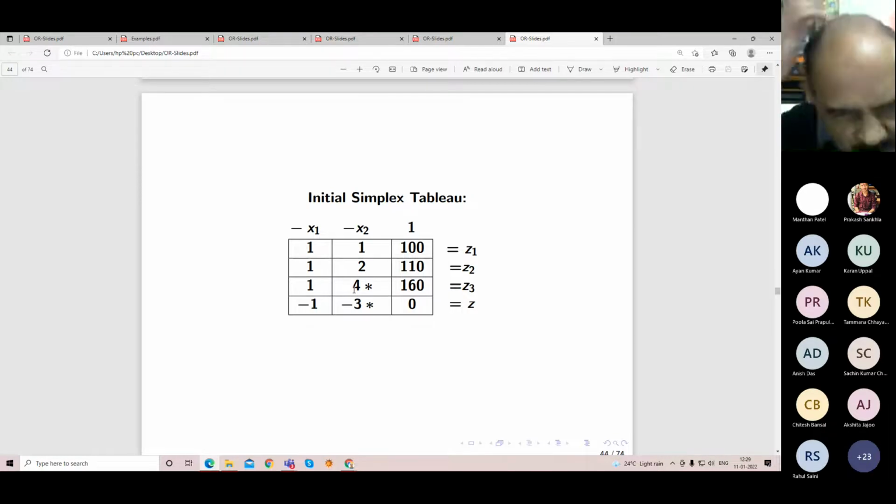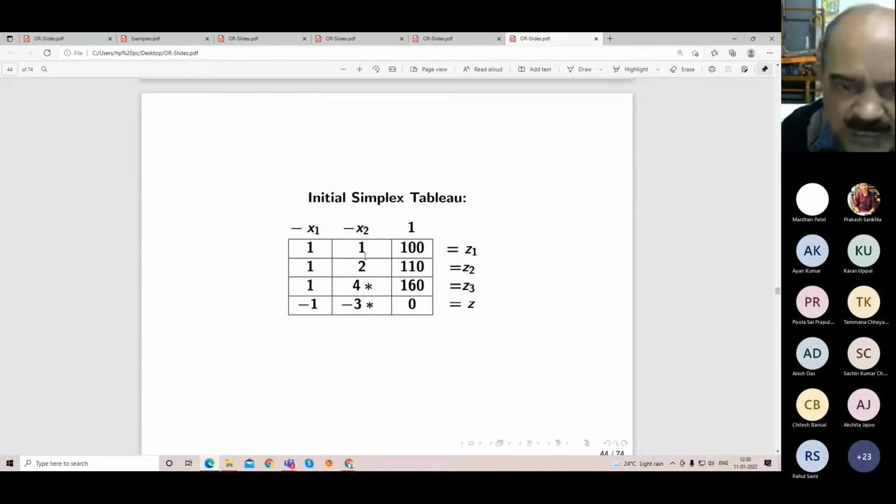How will we take the positive ratio? See, the elements in the last column are the constants: 100, 110, 160, the elements of B1, B2, B3. And what is there in the second column? The elements 1, 2, 4, all three are positive, neither 0 nor negative.